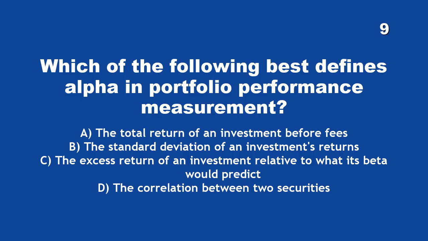Which of the following best defines alpha in portfolio performance measurement? Option A, the total return of an investment before fees. Option B, the standard deviation of an investment's returns. Option C, the excess return of an investment relative to what its beta would predict. Option D, the correlation between two securities. The correct answer is C, the excess return of an investment relative to what its beta would predict.